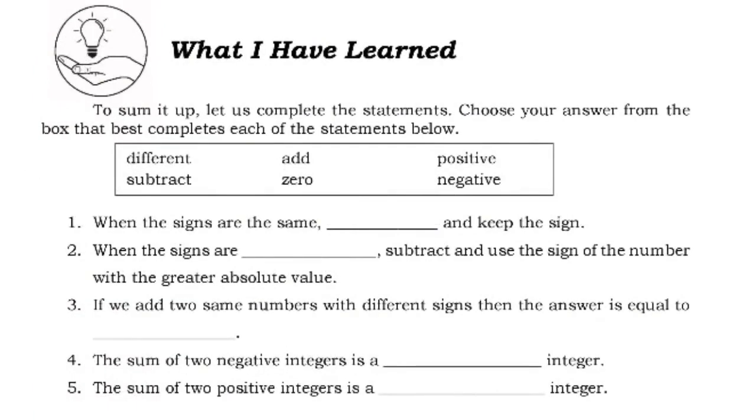Next is What I Have Learned. So direction to sum it up. Let us complete the statements. Choose your answers from the box that best completes each of the statements below. So the items inside the box are the answers on the 5 sentences here. So we'll just fill up the blank using those items.